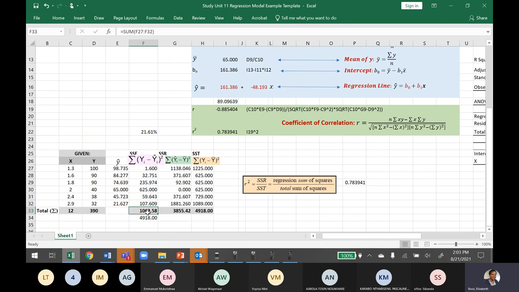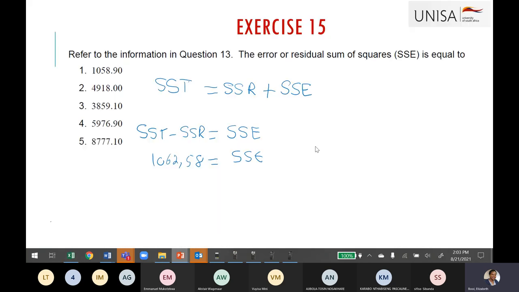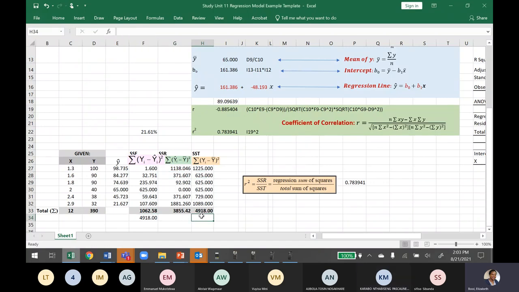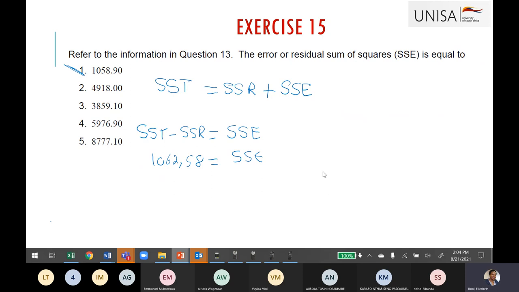And the answer is 1062.58, because it's the summation of all of them, which is none of the answers on here. Probably this was the closest one, because even if I use SST minus SSR, it's the same. So I will assume that there was an errata on these questions as well, because they come from a tutorial letter of the previous years. But then that would have been the closest one.